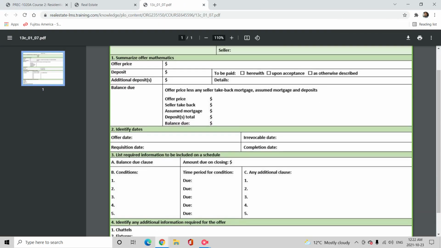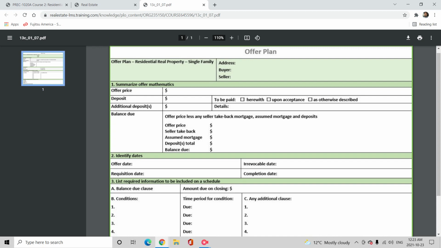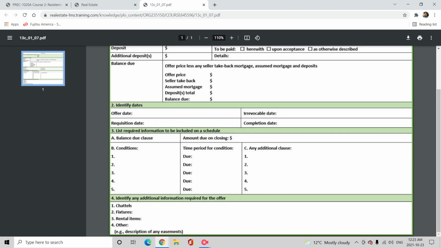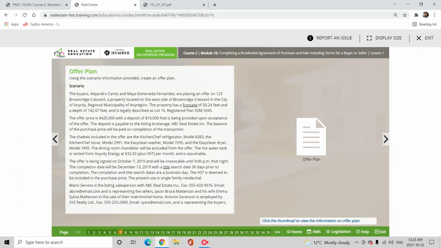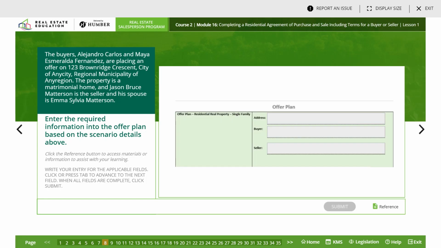So this is basically one of the offer plans. Here, it looks like this. We've got the address, the buyer, the seller, offer price. Make sure you summarize the mathematics, deposit to be paid and all that stuff. Balance due. Okay. This is what an offer plan looks like. Okay, let's get back here and move on to the next slide.